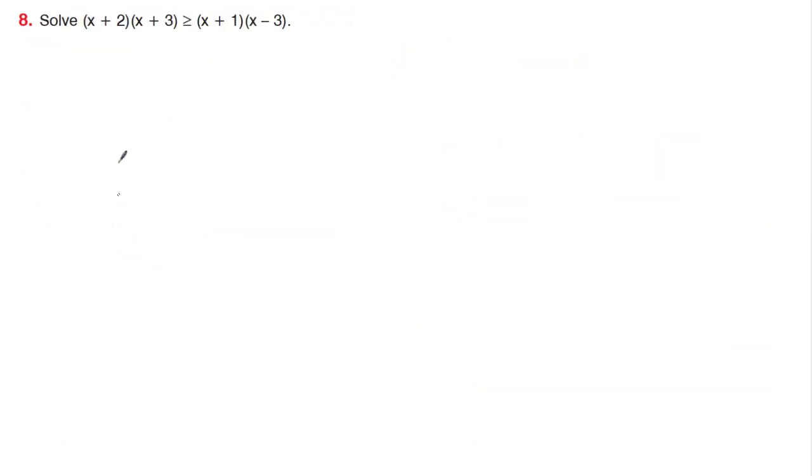And the last exercise for today is the 8th one. Let's multiply the brackets, so we get x times x. X times x is just x squared. X times 3, 3x. 2 times x, 2x. 2 times 3 is 6. Now let's get rid of the brackets on the right side. X times x, x squared, minus 3x plus x minus 3.